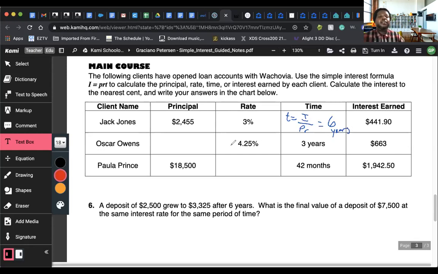Okay, very good. We have Oscar over here. Oscar got a rate of 4.25%, so that in 3 years, he was able to earn $663. What was Oscar's principal? How much money did he start with?